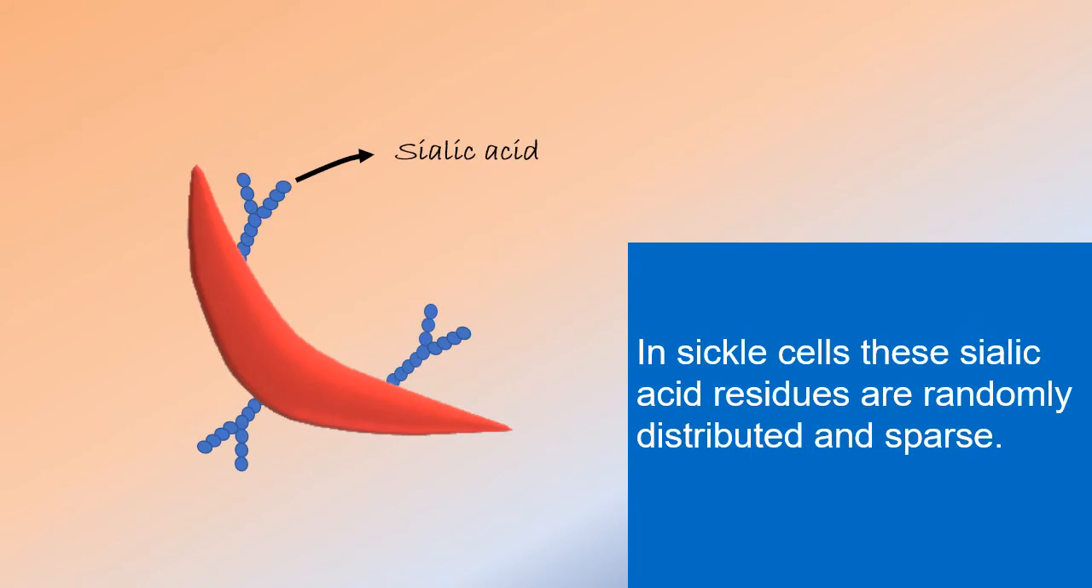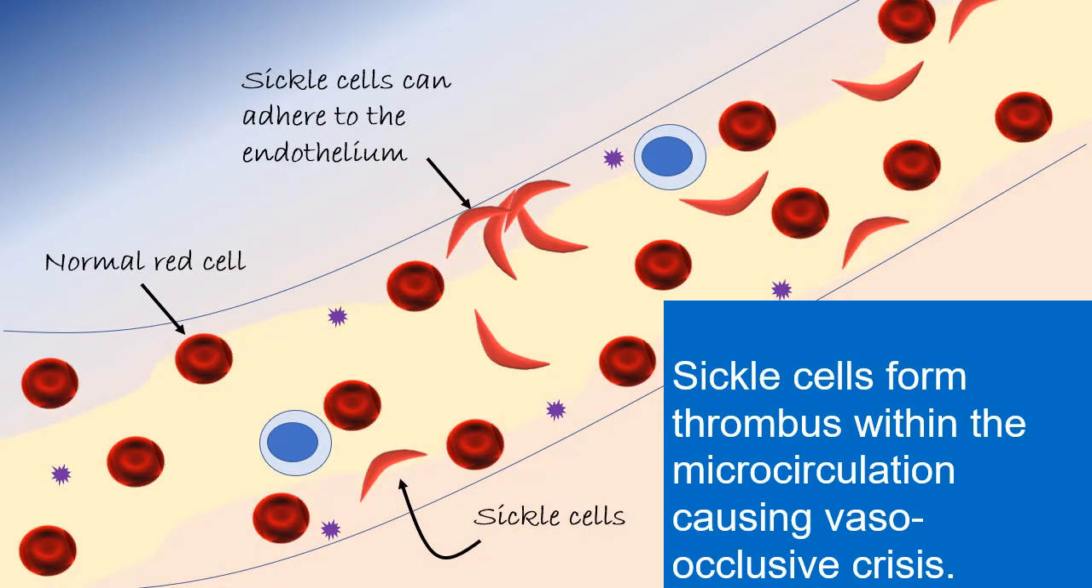In sickled red cells, the sialic acid residues are randomly distributed and are sparse. That gives a relatively lower negative charge to the sickled red blood cells, as a result of which the sickled red cells can adhere to each other as well as stick onto the endothelial surface, and this causes formation of a thrombus within the microcirculation, eventually leading to vaso-occlusive crises.